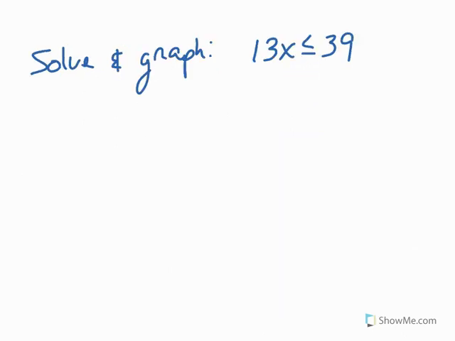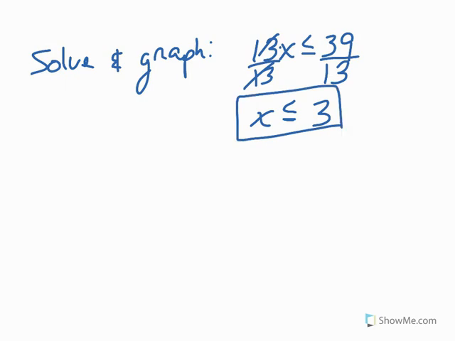In this next example, we are asked to solve and graph the inequality that 13x is less than or equal to 39. Notice the less than or equal symbol there instead of the equal sign. But we're going to solve it very much the same way we solve an equation. The inverse of this multiplication by 13 is a division by 13 on both sides. This multiplication division inverse cancels out and leaves us with the fact that x is less than or equal to 39 divided by 13 is 3. So that's our solution set. Our solution set is x's that are less than or equal to the number 3.